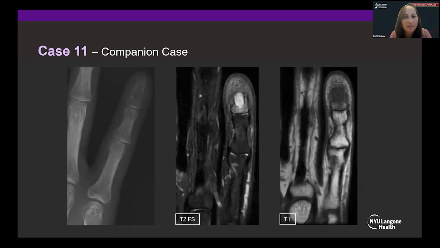Okay, so now we have a companion case. Again, we see this lucent lesion now in the fifth distal phalanx, and we see this linear lucency. So this is actually an enchondroma with a pathologic fracture. On our T2 fat sat image, we can see extensive bone marrow edema pattern within that distal phalanx. We see the hyperintense enchondroma. And then on our T1 weighted image, we can actually see that low signal intensity fracture line.